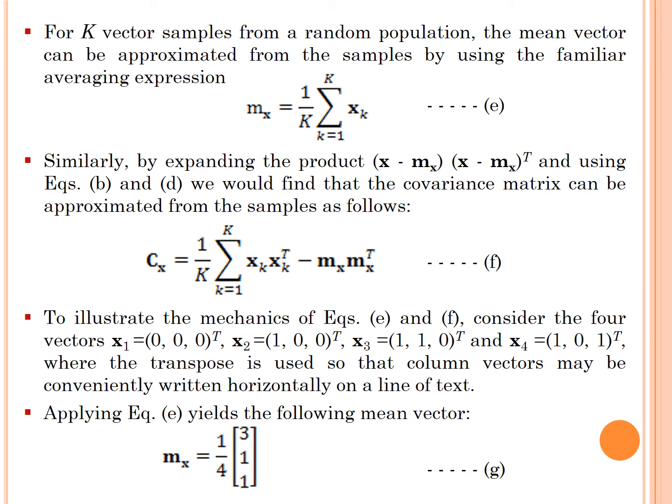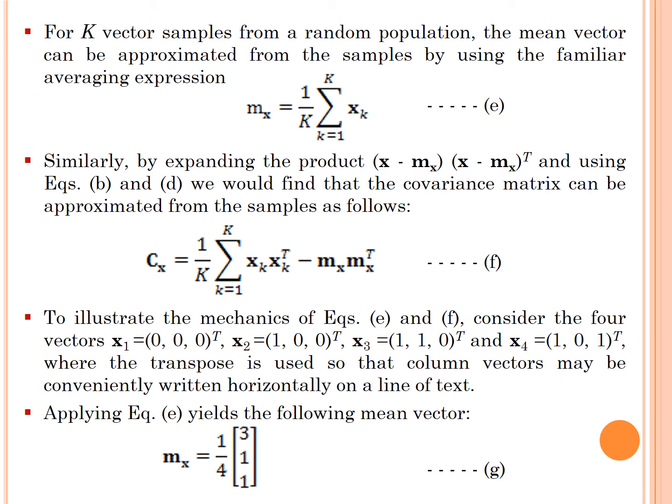To illustrate the mechanics of equations E and F, consider the four vectors x1 equal to (0, 0, 0)^T, x2 equal to (1, 0, 0)^T, x3 equal to (1, 1, 0)^T, and x4 equal to (1, 0, 1)^T, where the transpose is used so that column vectors may be conveniently written horizontally on a line of text.